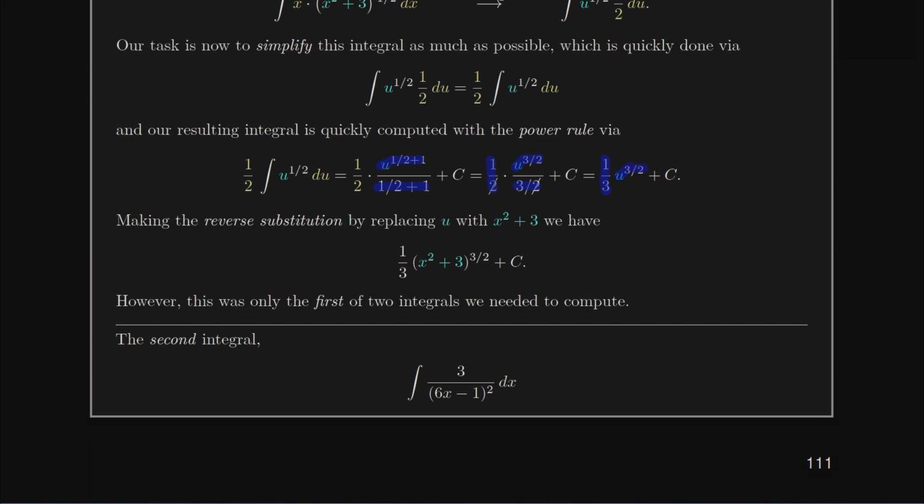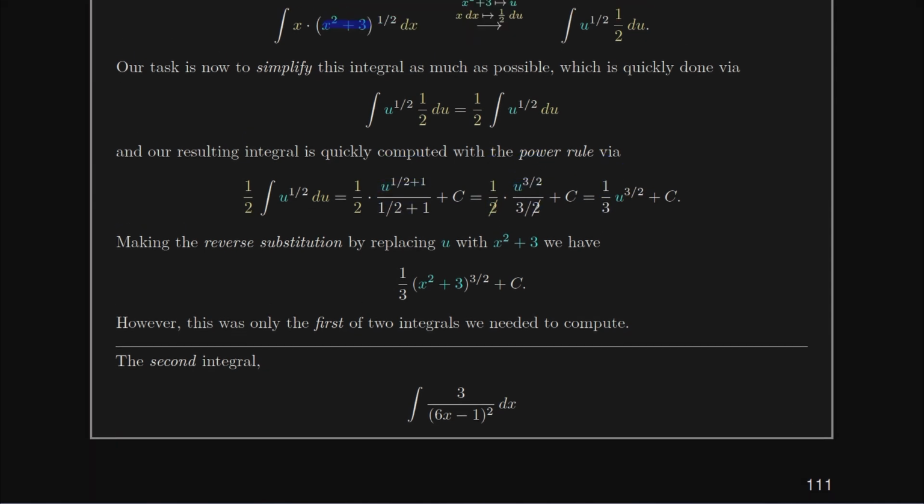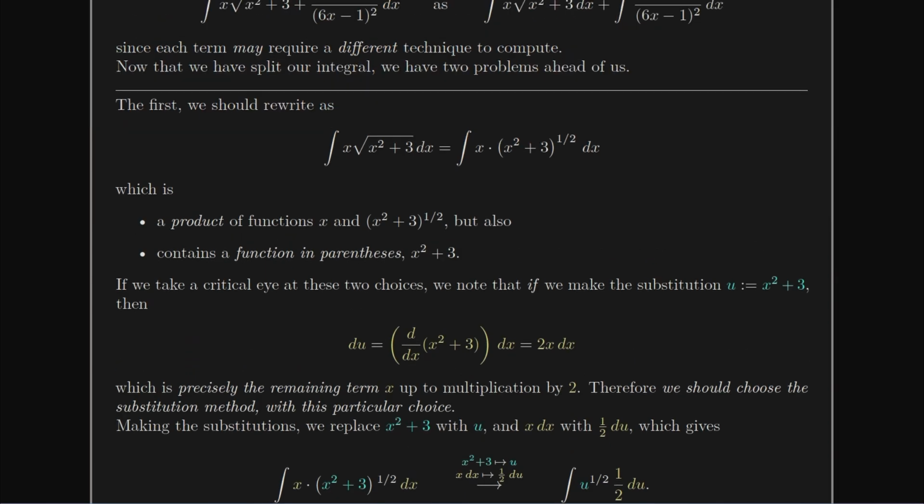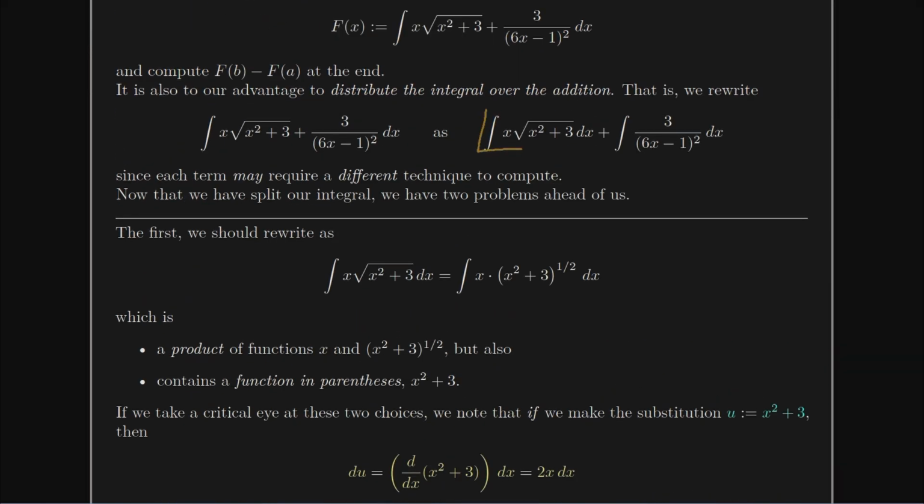If we go back to what we originally allowed u to be, u was x squared plus 3, so I'm just going to replace this u with x squared plus 3. We have 1/3 (x squared plus 3) to the 3/2 plus c. That is just the antiderivative of the first of my two terms when I'm trying to find my antiderivative, so I was able to calculate that just fine. Let's focus on calculating the second antiderivative now.